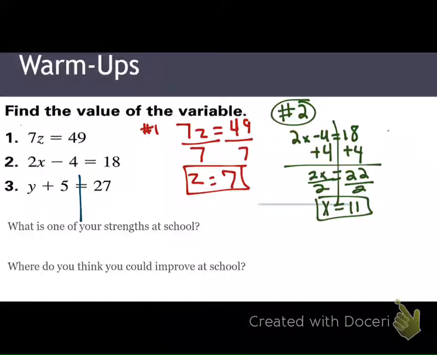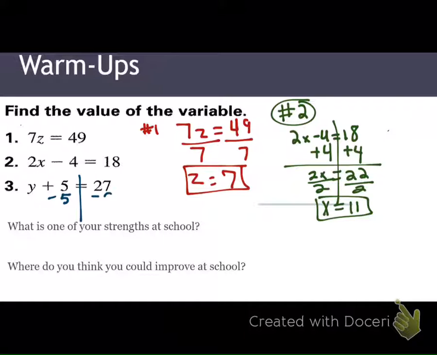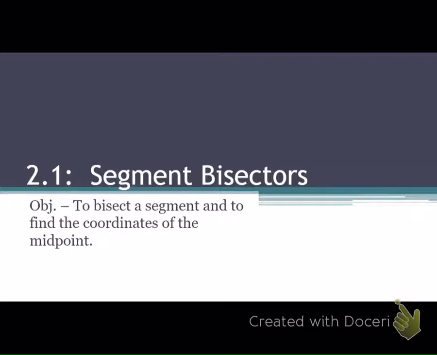How do we do number 3? Minus 5 on both sides. Good. Subtract 5 on both sides. Y equals 22.